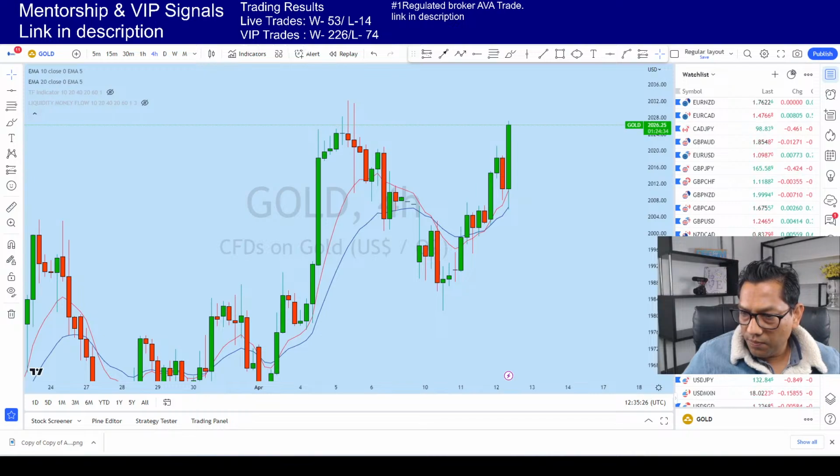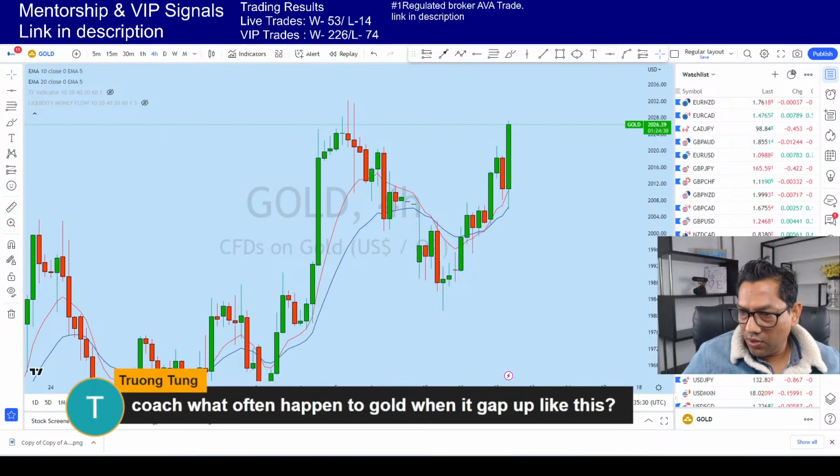What often happens to gold when it goes up like this? Yeah, that's what happened. Gold often goes up like this. This is a very predictable phenomenon in gold. So you see that there's a big jump. GBP/CAD and big bear, what's your analysis?